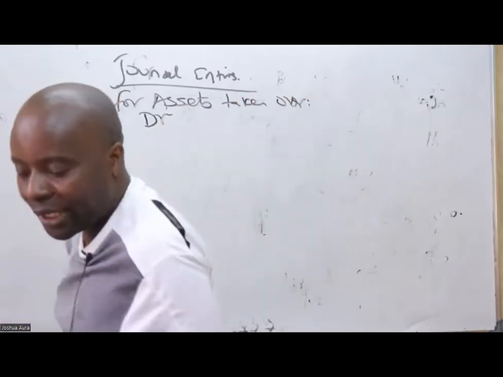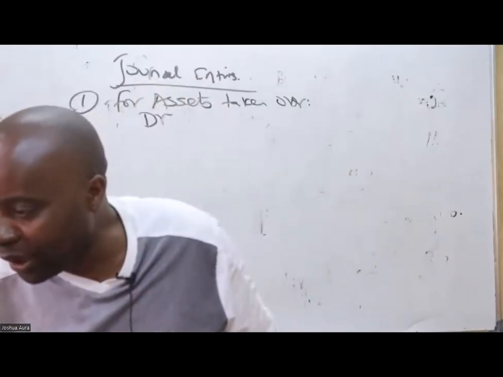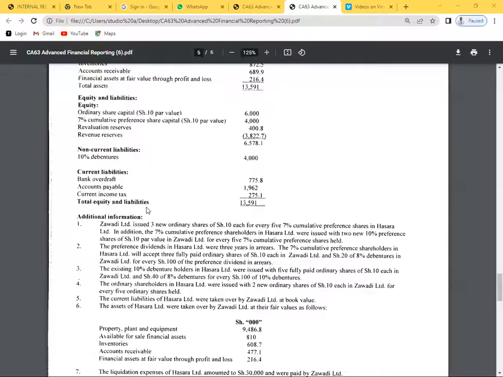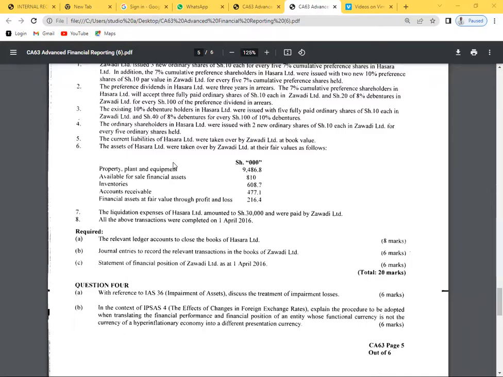Are you able to see those assets which were taken over here? You debit property, plant and equipment with the market values, 94,86.8. We have available for sale, 810. Then we have, ladies and gentlemen, inventories.